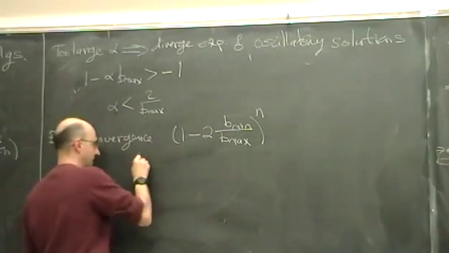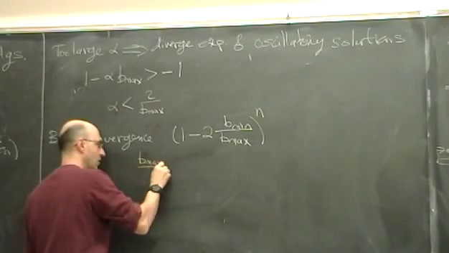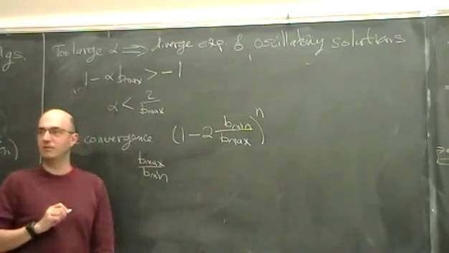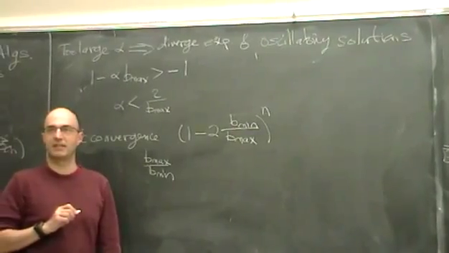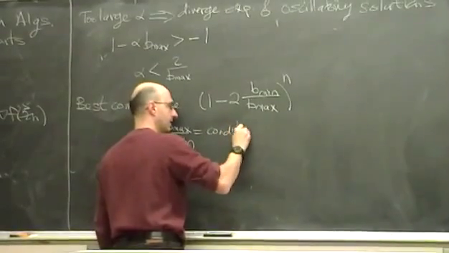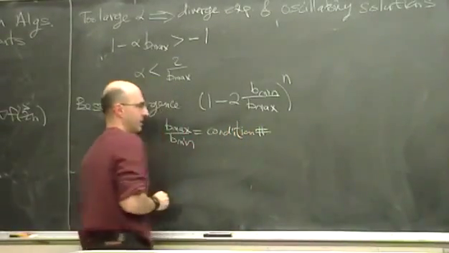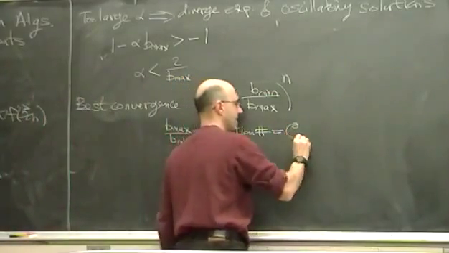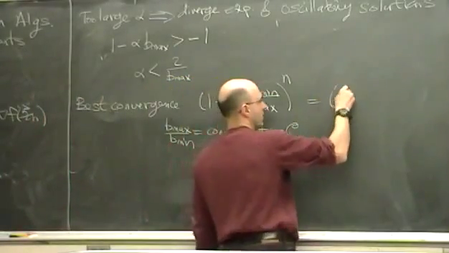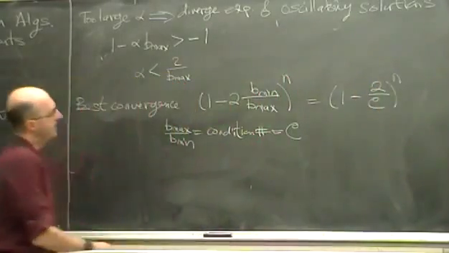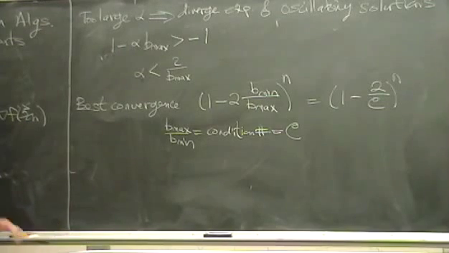And this thing has a special name, b max over b min. Does anyone know what that's called? Numerical work? Some people might know. That's the condition number. Very good. It's basically the range in the spectrum of the Hessian. We call that C. And so the best you're going to do is 1 minus 2 over C to the nth power. And the condition number, unfortunately, can be thousands.